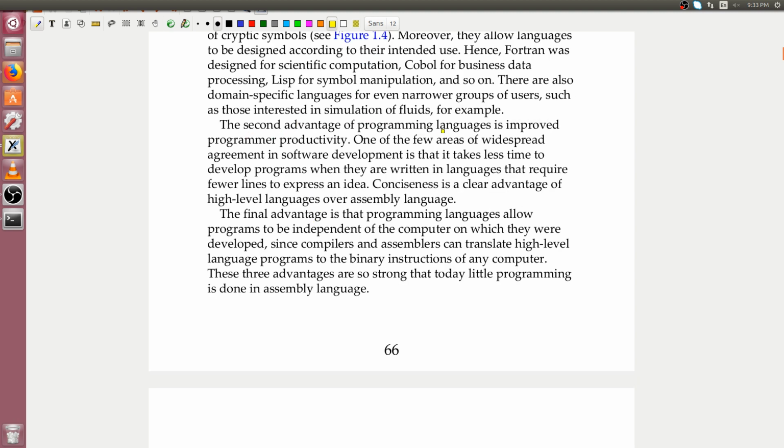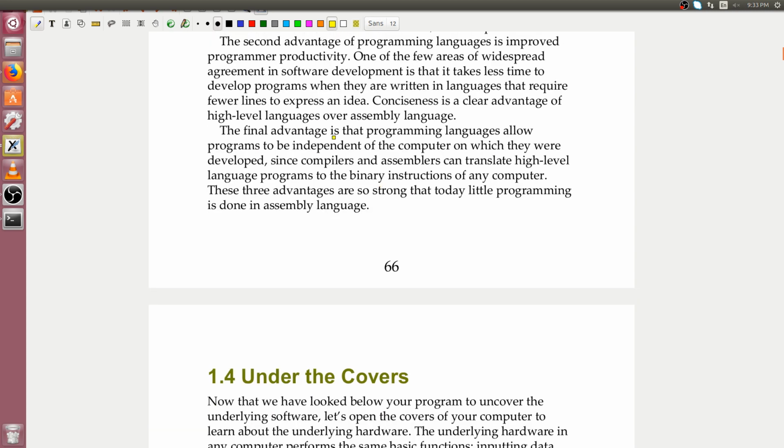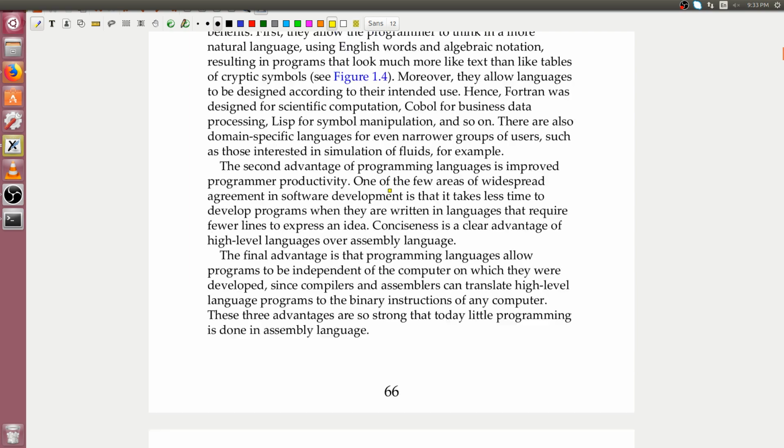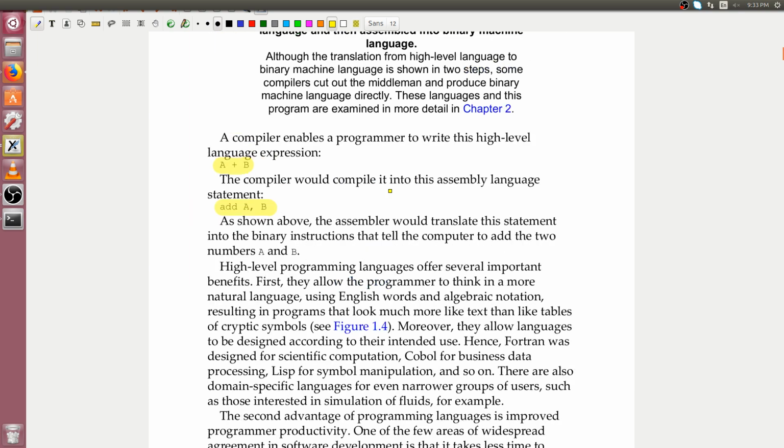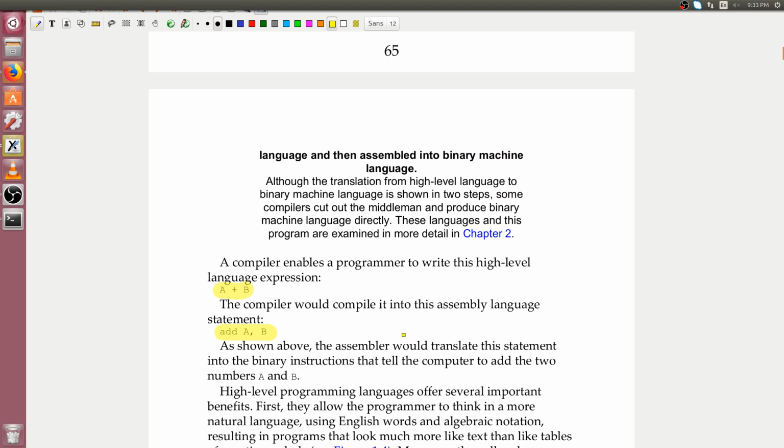The final advantage is that programming languages allow programs to be independent of the computer on which they were developed. This is another very important thing. It seems like it's less important in some circumstances, but for people developing software that's going to be sold commercially, it's very important.